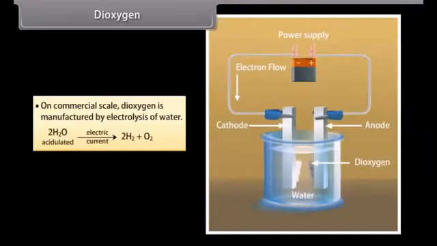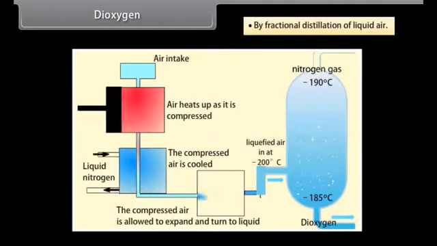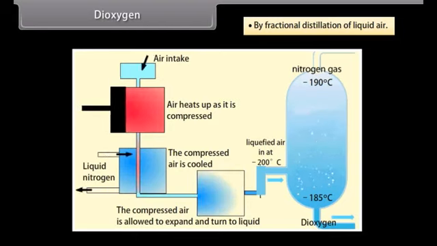On a commercial scale, dioxygen is manufactured by electrolysis of water, and by fractional distillation of liquid air. When liquid air is distilled, nitrogen with the lower boiling point distills out first, leaving behind practically pure dioxygen.